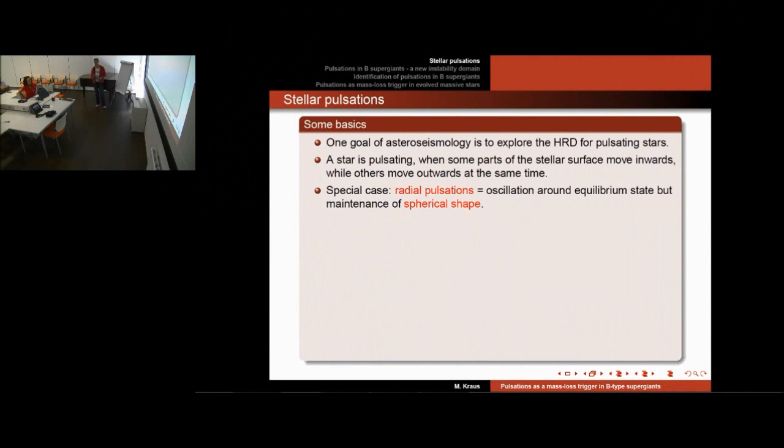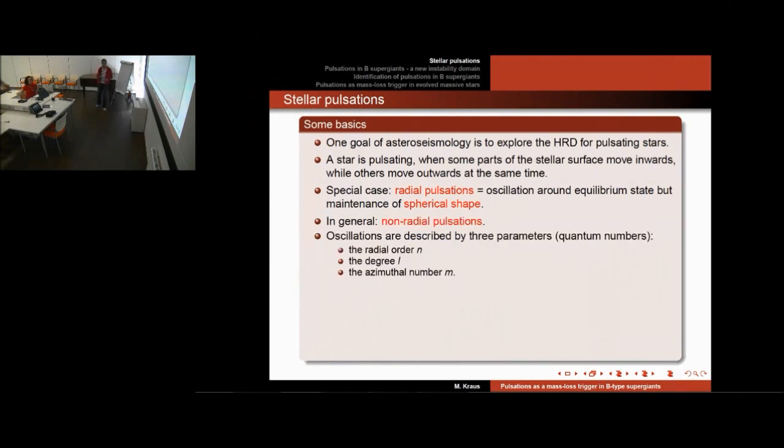But this is a special case. Normally, stars perform non-radial pulsations. So some parts of the star move out, some other parts move in at the same time. And we describe pulsations by three parameters, the so-called quantum numbers of the pulsations. So we first have a radial order n, we have a degree l, and we have an azimuthal number m.